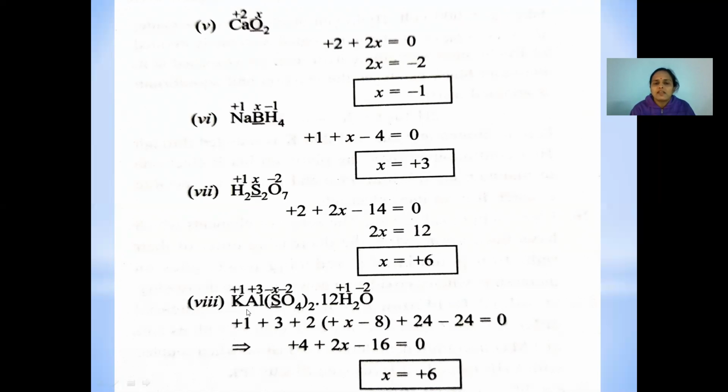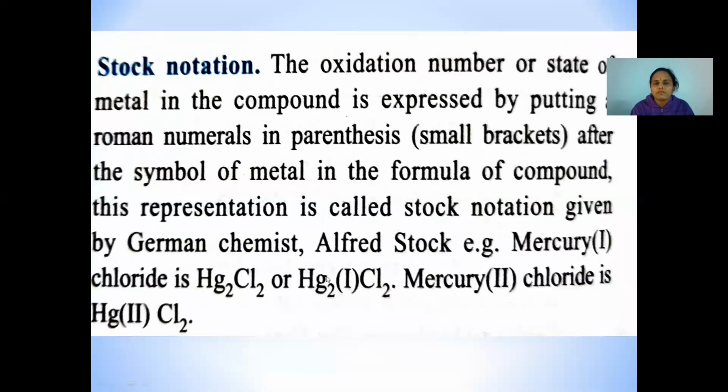Look at the next. K Al (SO4) whole twice dot 12H2O. Here you need to calculate for sulfur. Potassium it's plus 1, aluminium it's plus 3. Plus 1 plus 3 plus, you need to calculate for sulfur. It is SO4 twice, so 2x plus 2x. And here oxygen 8 atoms are there, minus 8 plus 24 minus 24 equals 0, or x equals plus 6 state. So sulfur here is present in plus 6 state.